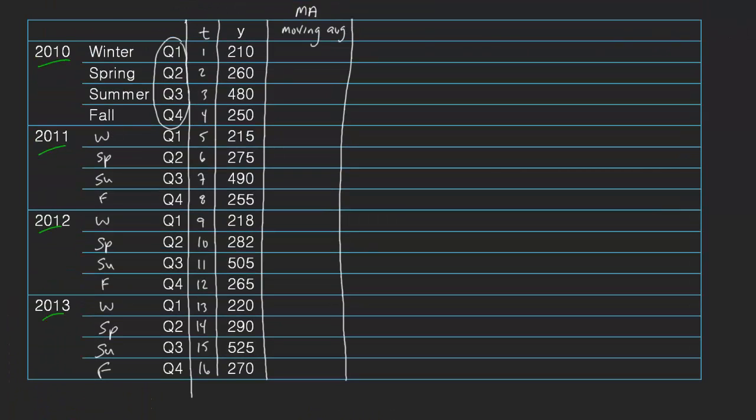Well, they're not going to tell you that when you're dealing with seasonal data. But the idea is that if you have a repeating set of 4 time periods, winter, spring, summer, fall, and then again winter, spring, summer, fall, you use that group of 4 as your n. So I'm going to take a 4-period moving average because there are 4 seasons repeating here.